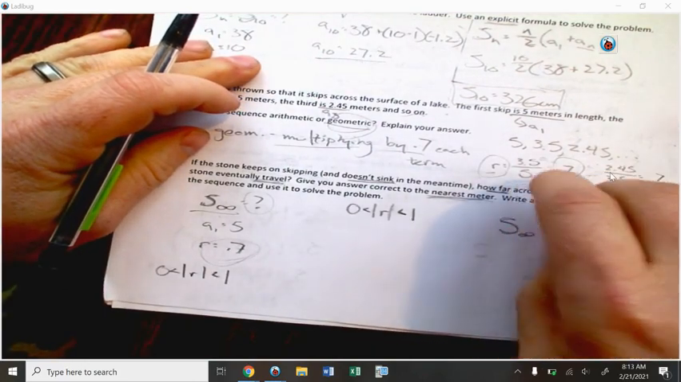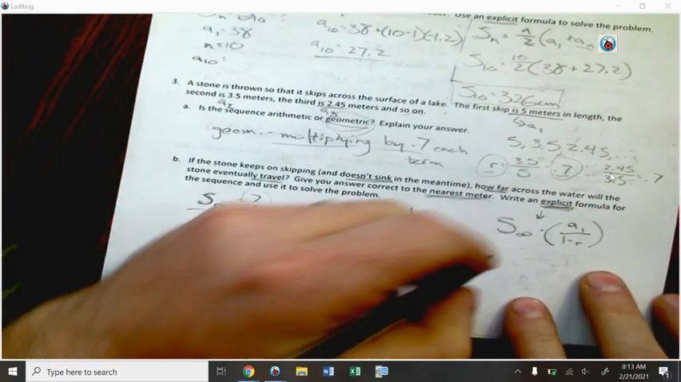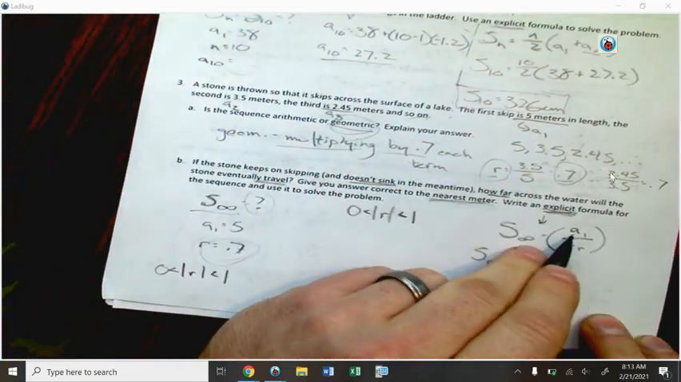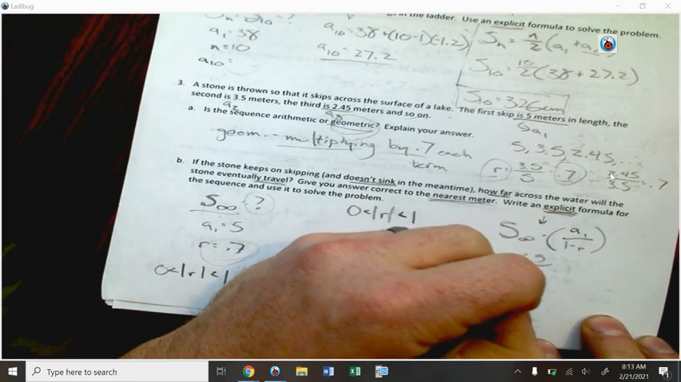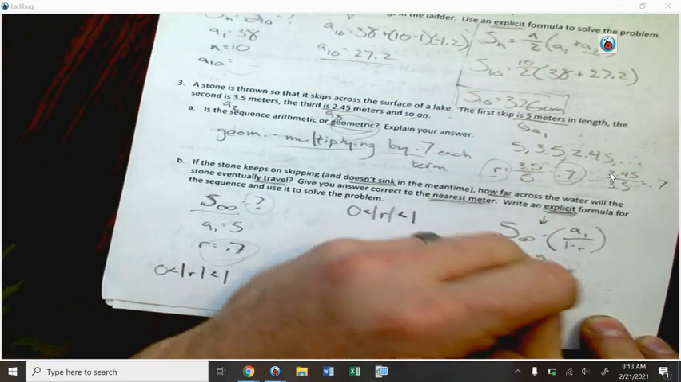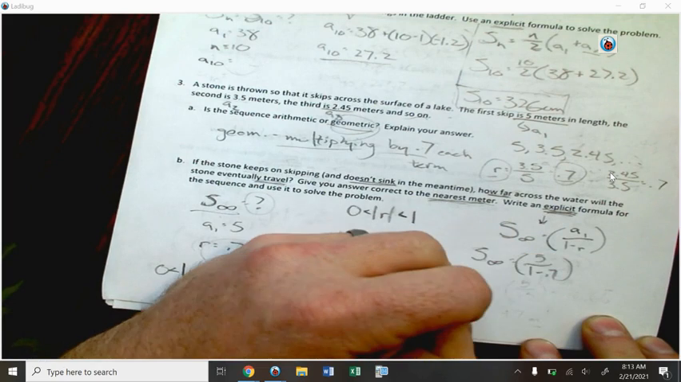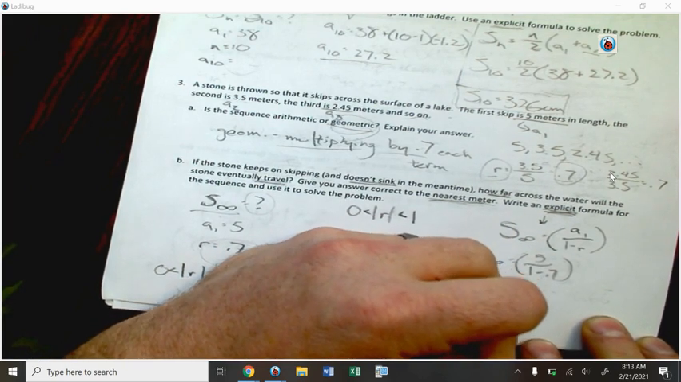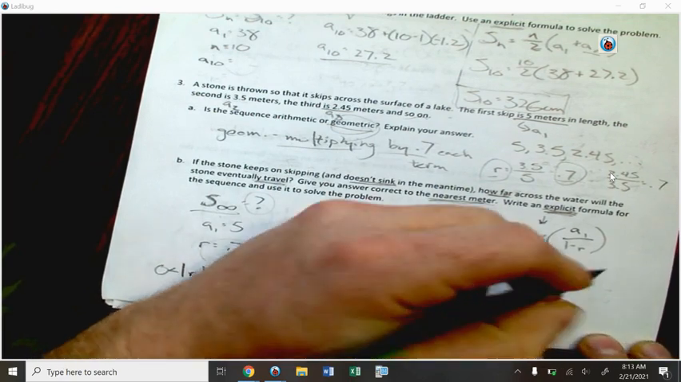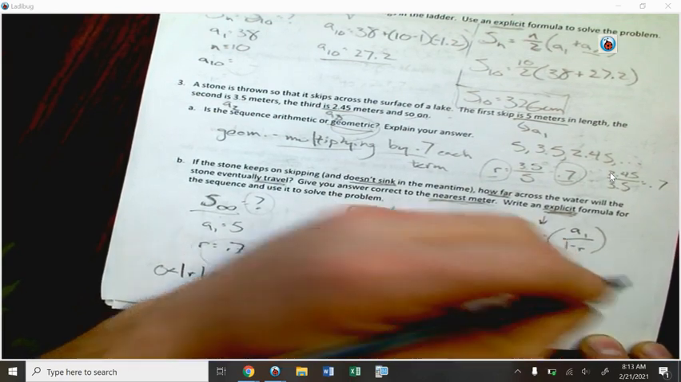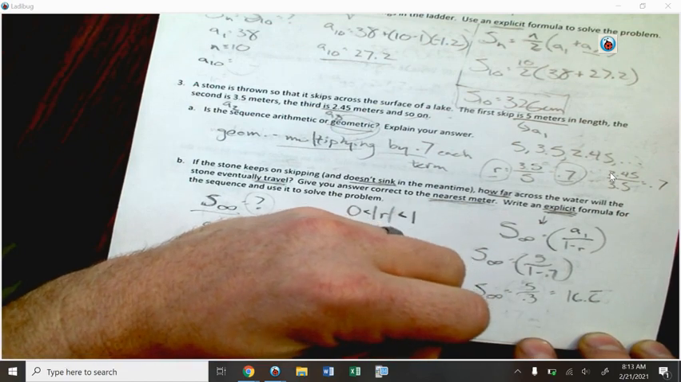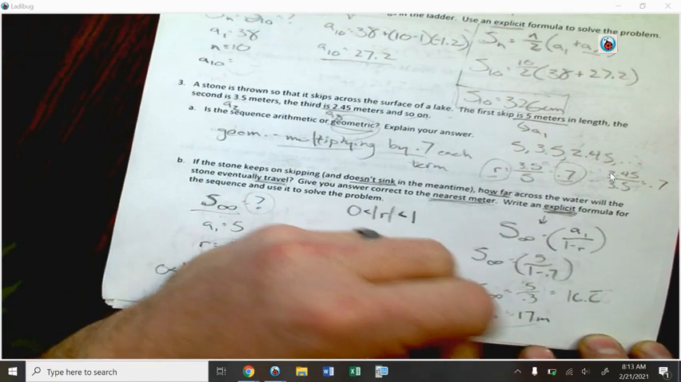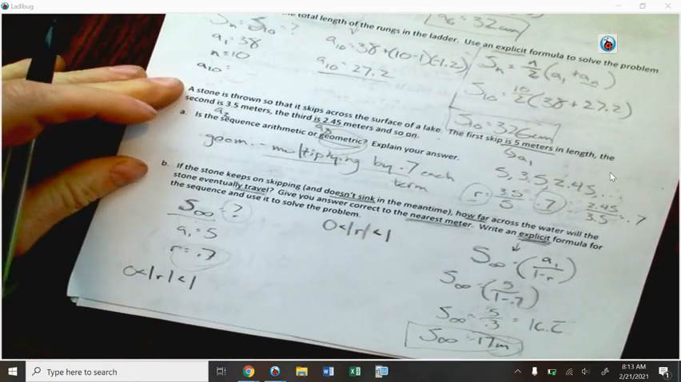So for the infinite summation, we use this formula. The sum of all the terms put together is a sub 1, which is 5, divided by 1 minus the ratio, which is 0.7. If I put that on the calculator, it's 5 divided by 0.3, which gives you 16.6 repeating. And if I round to the nearest meter, as it says, it gives you 17 meters. So there's the real-life application for the sequence stuff.